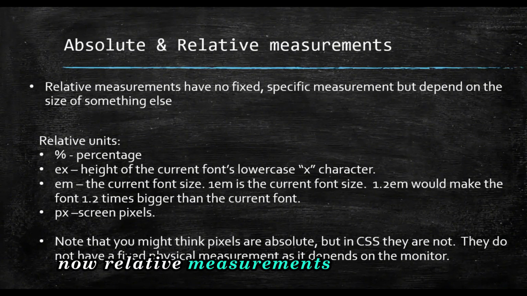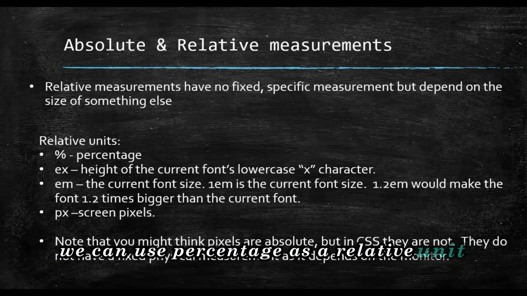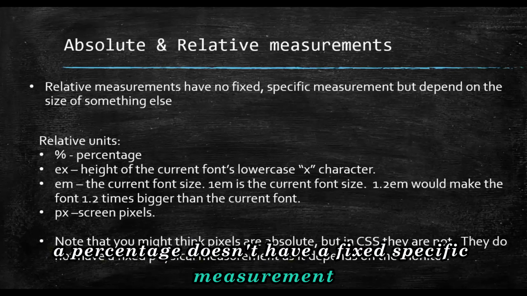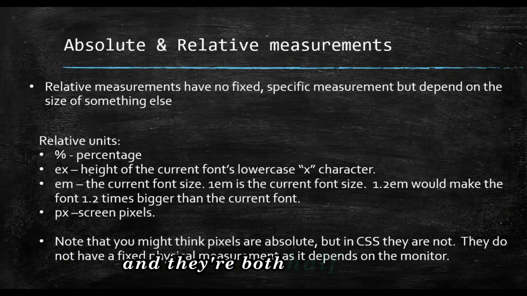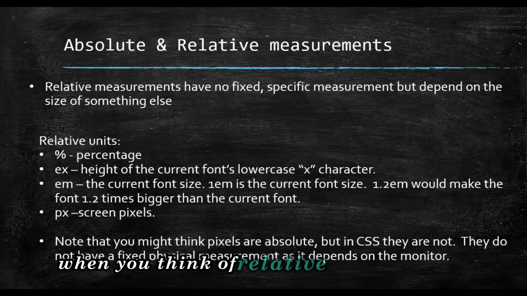Now, relative measurements have no fixed specific measurement, but actually depend on the size of something else. So a good example of a relative measurement is percentage, and it just so happens we can use percentage as a relative unit in CSS. Now if you think of it, a percentage doesn't have a fixed specific measurement. I can give you half a biscuit and half a cake, and they're both half or 50%, but obviously the sizes are very different depending on the original size of the biscuit and depending on the original size of the cake. So percentage is a good example to think of when you think of relative measurements.